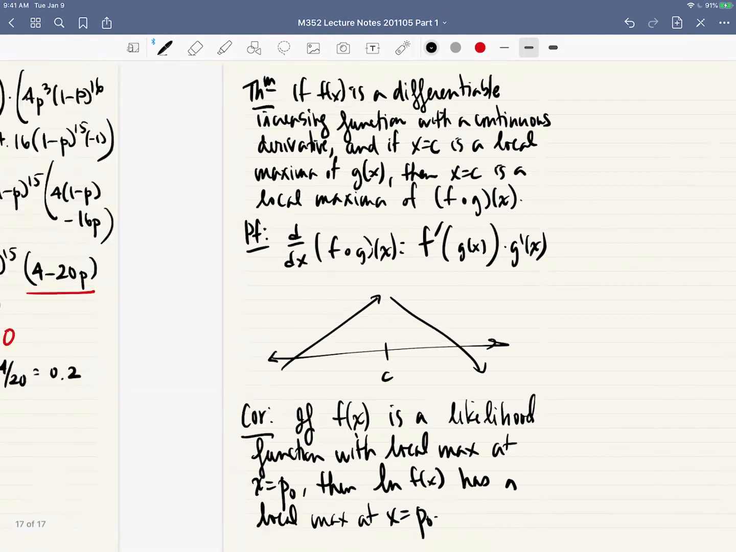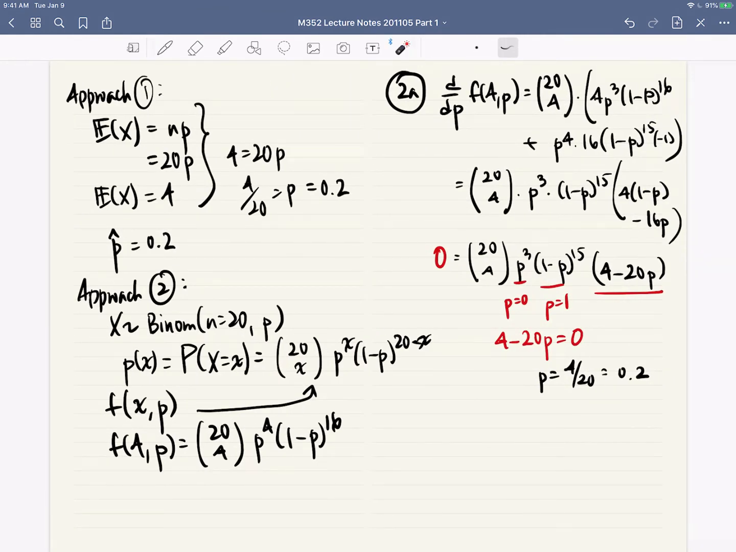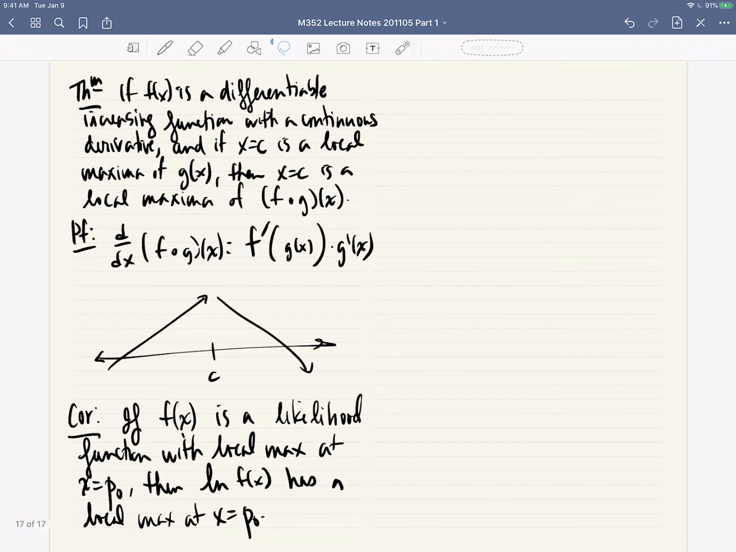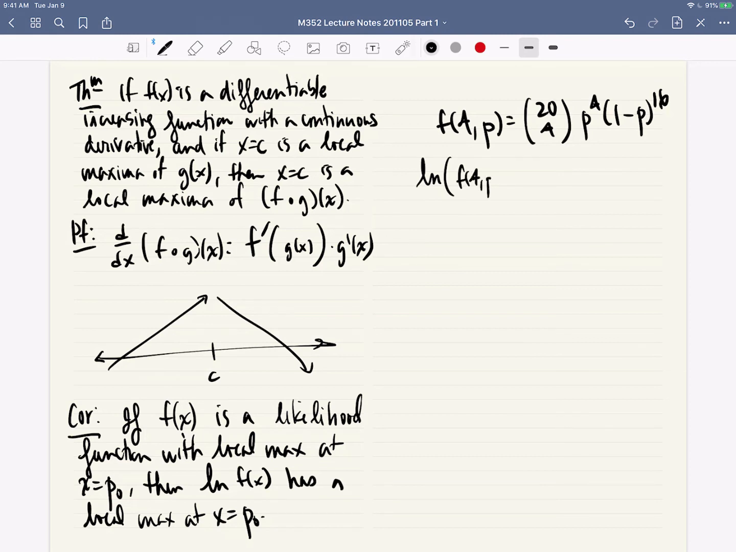So why is this important to us? Well, you come back to the previous page, and we have this likelihood function here. And we want to maximize p to find the maximum likelihood. Okay, so let's copy this over and do this. So we're going to copy this up here. So let's take the natural log of this. That's the log of 20 choose 4, p to the 4th, 1 minus p to the 16th.